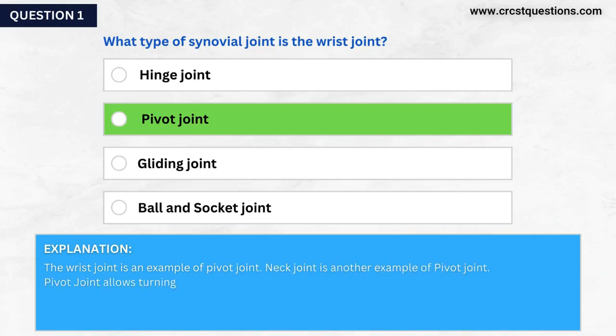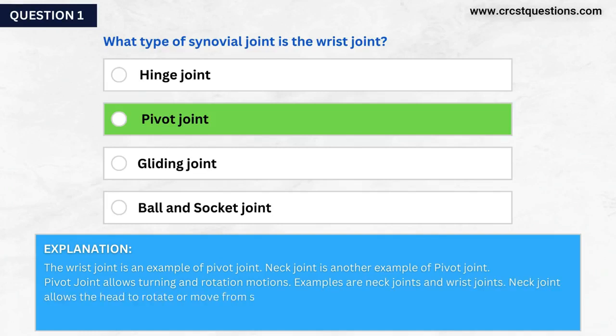A pivot joint allows turning and rotation motions. Examples are neck joints and wrist joints. The neck joint allows the head to rotate or move from side to side. The joint of the wrist allows the palm of the hand to be turned up and down.